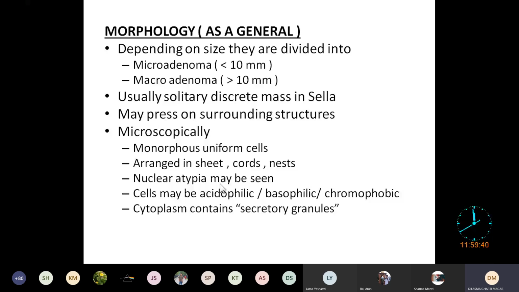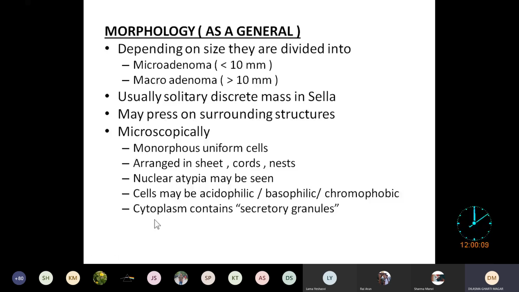And then, as I have already told you, the cells may be acidophilic, basophilic, or chromophobic. So it may take up the color as acidophilic, or as basophilic, and sometimes the chromophobic cells will not take up the color, isn't it? Now you see, these cells produce hormones, so definitely the cytoplasm will contain secretory granules.